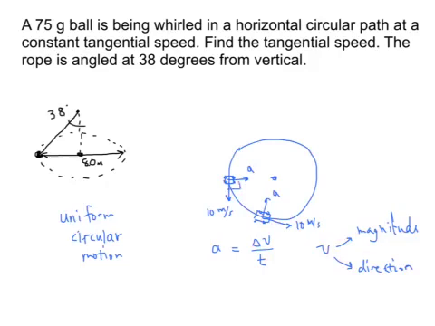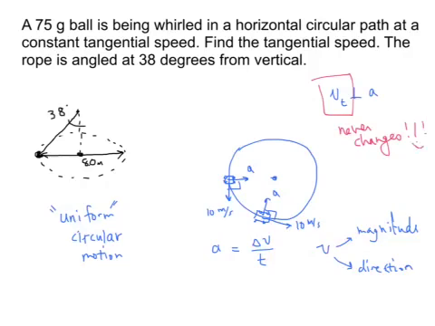And because of that, the tangential velocity, v tangential, is perpendicular to the acceleration. And when we say uniform, we mean that tangential velocity never changes. It is a fixed value.